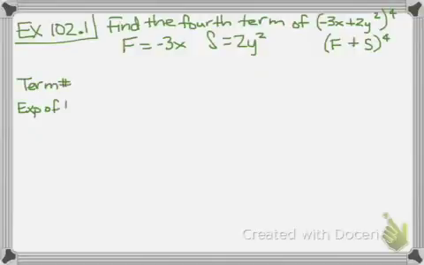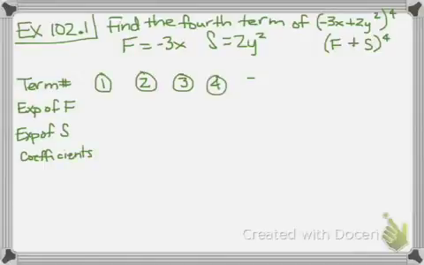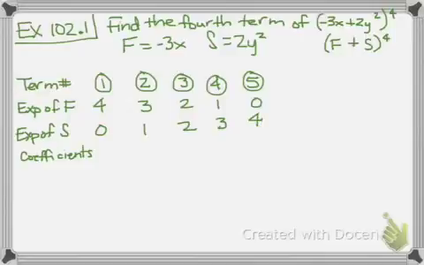And we'll just make this little table that has the term number, the exponent of f, the exponent of s, and the coefficients. So we will have 5 terms. Because it's raised to the 4th power, you always have one more term. Then you have exponents. The exponents of f are going to start at 4 and go down to 0. The exponents of the second term are going to start at 0 and go up to 4. And the coefficients are going to be just like that, the 5th row of Pascal's triangle. So 1, 4, 6, 4, 1.